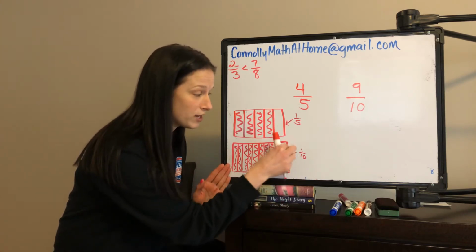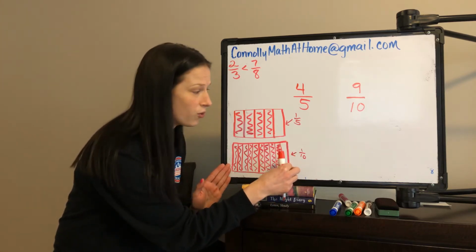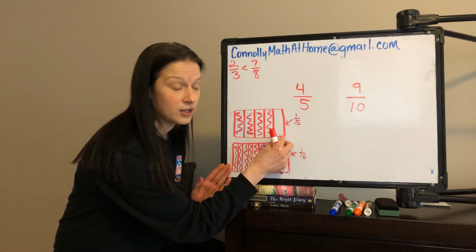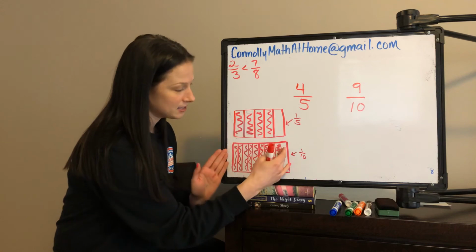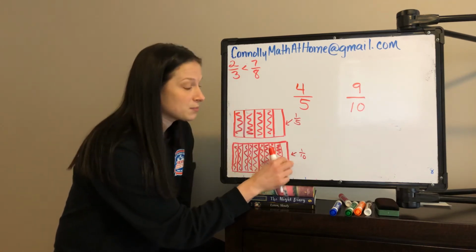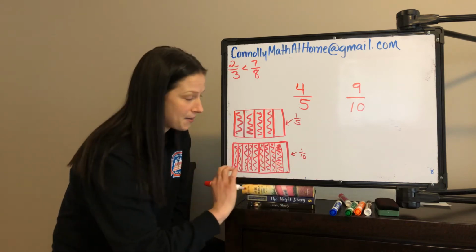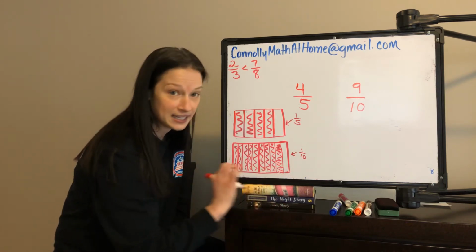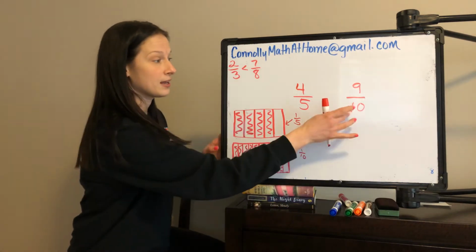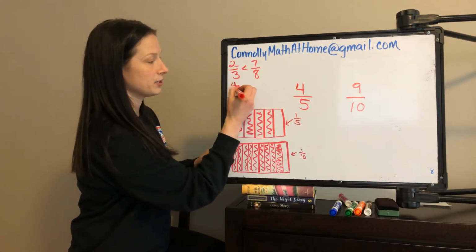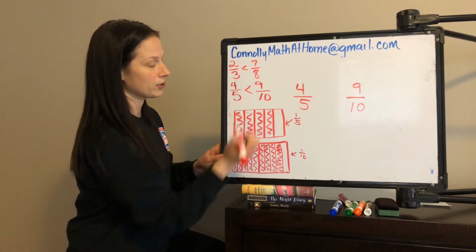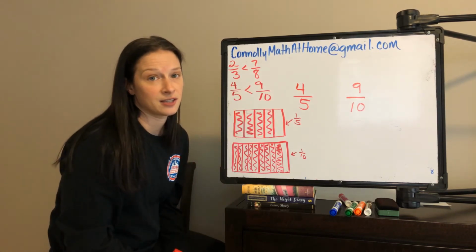We've just left 1/10 left to get to a whole. Over here, there's 1/5 left to get to a whole. So instead of comparing the size of these pieces, we're comparing the size that's left over. And the smaller piece that's left over means that more of it has been eaten or more of it's shaded in. So, interesting. So here we have 9/10 is greater than 4/5.